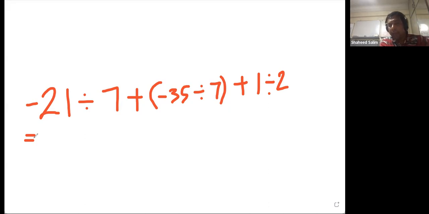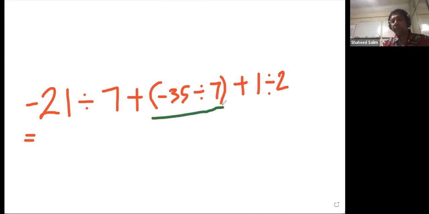So Darwish says it's 10. Is it 10? Let us see. Clarissa says minus 7.5. We give 1 more minute to the rest so that everyone's able to do this. I do not know whether there's enough time.